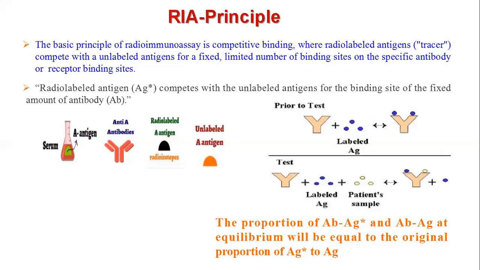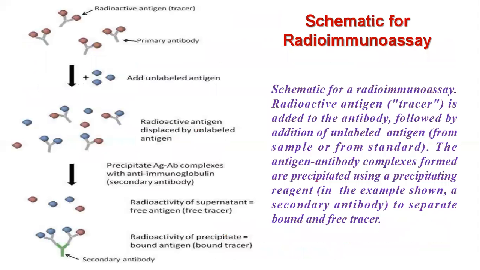The yellow spots will also bind, and as a result the labeled antigen will remain unbound instead, and that unbound antigen we have to look for. So we can say that this much unbound antigen is present in my sample, so this much unlabeled antigen has bound with the antibody. Here you can see the radioactive antigen, the tracer, and the primary antibody.